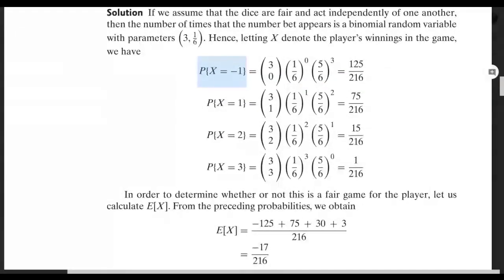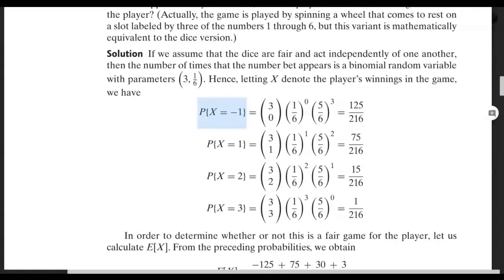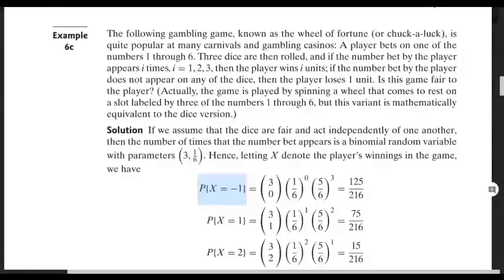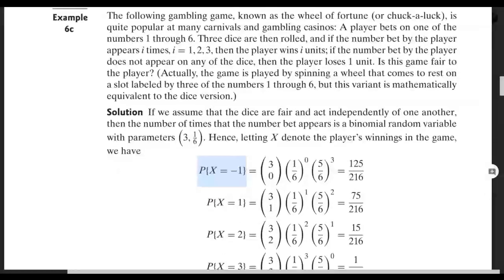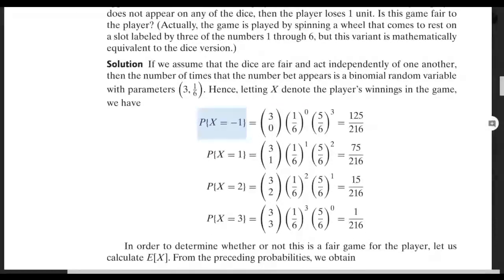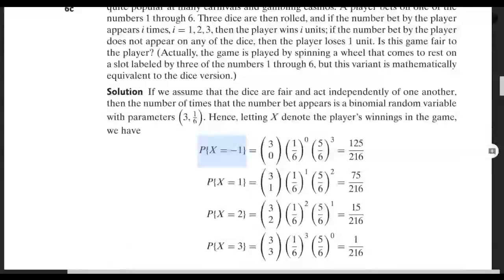So the player has to pick a number from 1 to 6. Then they roll a dice 3 times. For each time you get that number, let's say you pick 4: if you get 4 all 3 times, I is 3. If you get 4 two times, I is 2. If you get 4 once, I is 1. And if none of them show 4, then I is 0 and you lose. So X is -1 when I is 0.